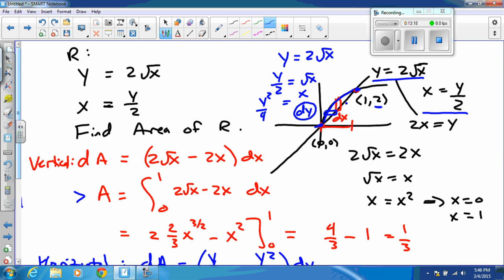What's the moral of this story? The moral of this story is that in this particular situation, we could use either vertical or horizontal rectangles, and both were just about equally easy. There will be some circumstances where vertical is better. There will be some circumstances where horizontal is better. And sometimes the only way to determine that is to try each one and see which one works out.